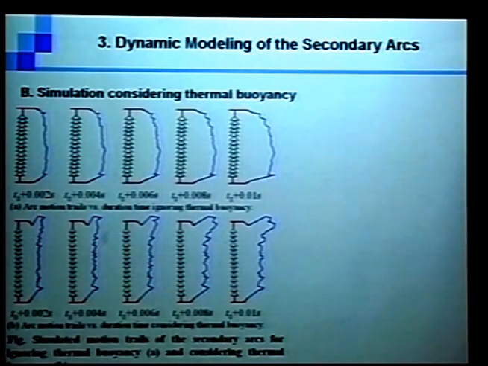In the next simulation, we can consider thermal buoyancy. As we just do a two-dimension simulation, it's not 3D, it's a 2D simulation here.